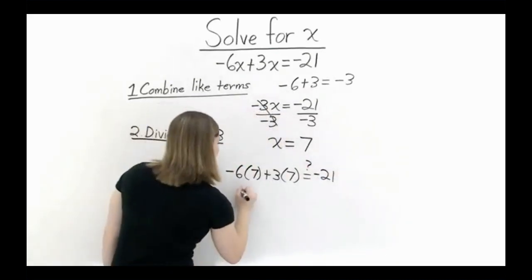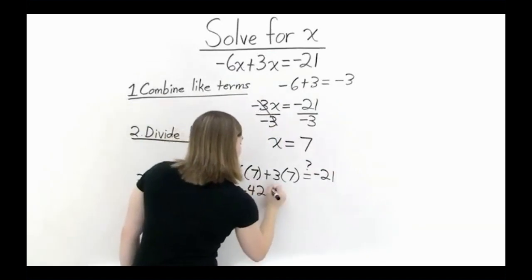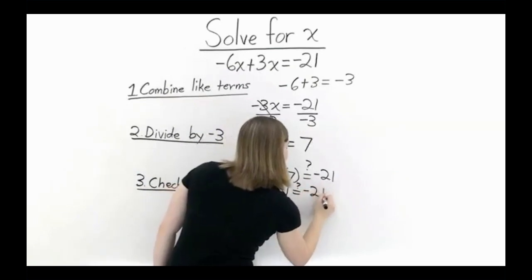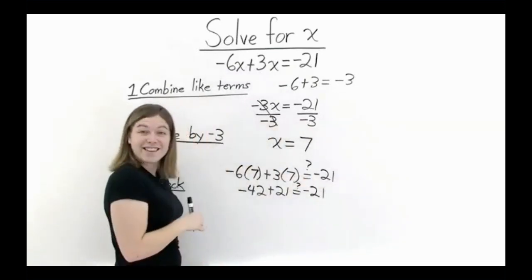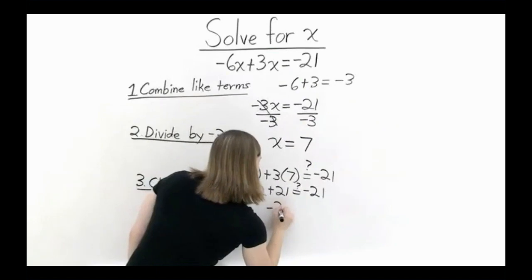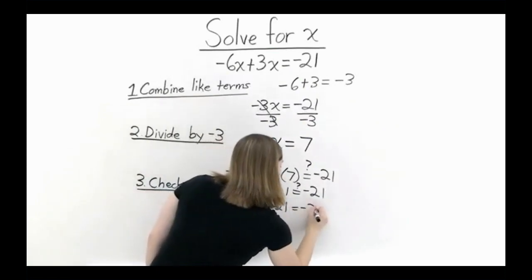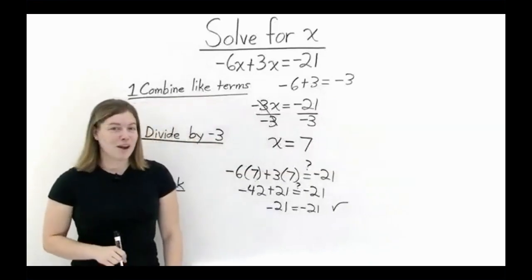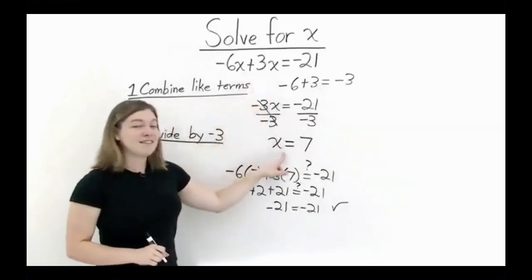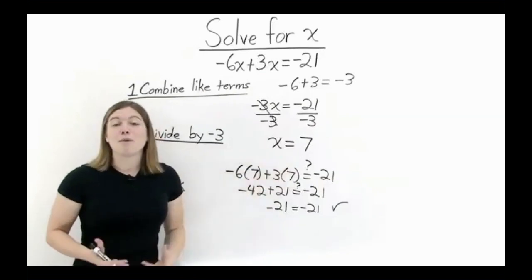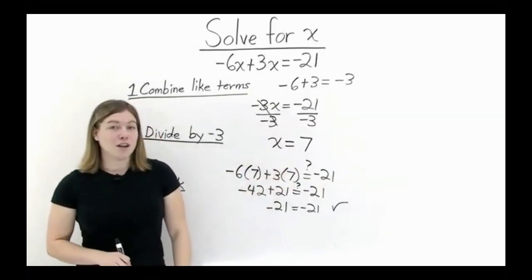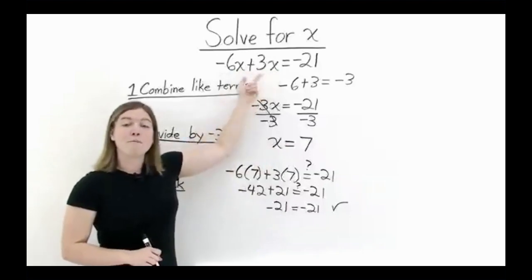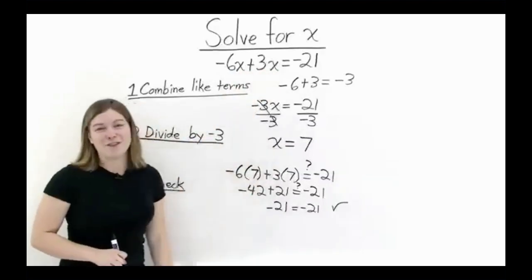Well, negative 6 times 7 is negative 42, and 3 times 7 is 21. Does that equal negative 21? Yes, it does. Negative 42 plus 21 is negative 21. So we get a true statement. That means we did everything correctly. For this equation, x is equal to 7. Remember, if you're trying to solve an equation for a variable where you have the variable in multiple terms, first combine those like terms, then solve for your variable.